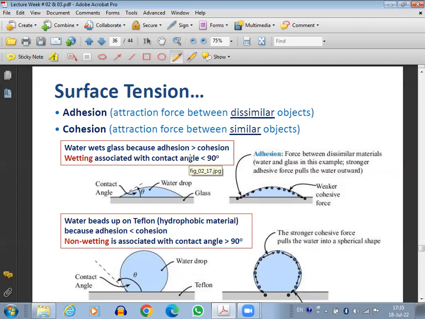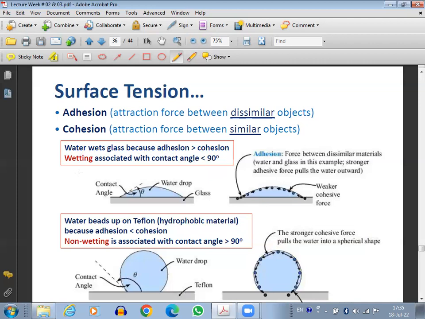The most common example is mercury. I can take a bulk of mercury in my hand and my hand will not go wet. I put it on this end, nothing is there on this end. I'll put it down, nothing is there on my hand. Why? Because mercury has a lot of cohesion inside and less adhesion. Very little, almost negligible. It does not adhere at all. It does not stick to or wet anything. So water wets glass because adhesion is greater than cohesion.